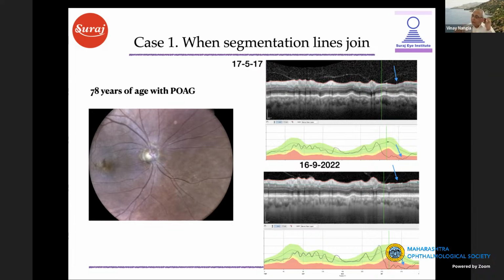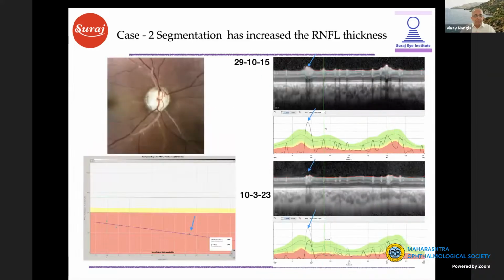And the point is that the two lines have joined at a place that is very, very susceptible. It's one of the most susceptible areas for glaucomatous damage that can occur very early on, and that leads to loss of inferior ganglion cells. So you need to be cautious about looking at the segmentation.